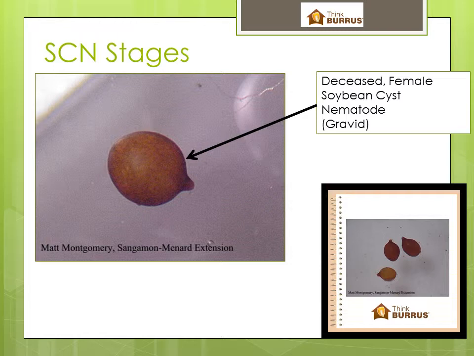Remember, soybean cyst nematode is one of the most devastating pests of beans. There are very few pests in beans that cause the kind of yield losses that we talk about here. We can talk about 5 to 20% yield losses from this little pencil point sized pest in the soil.